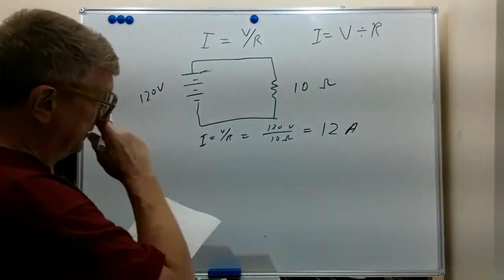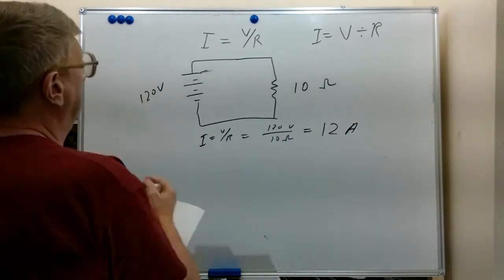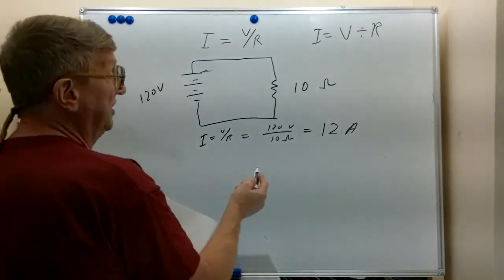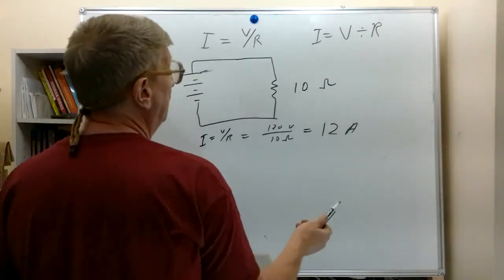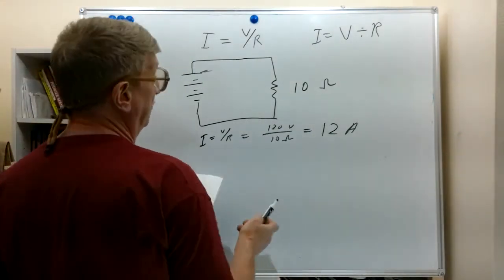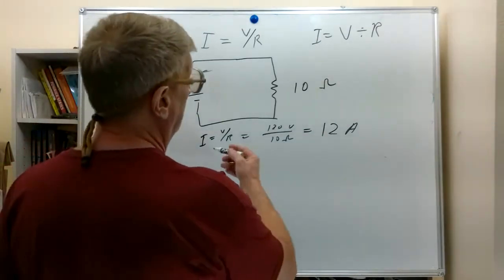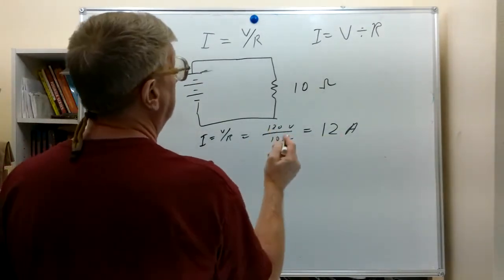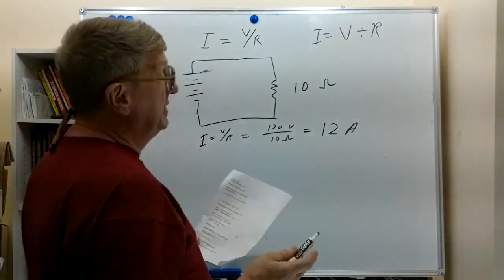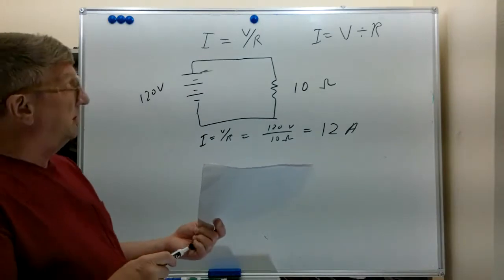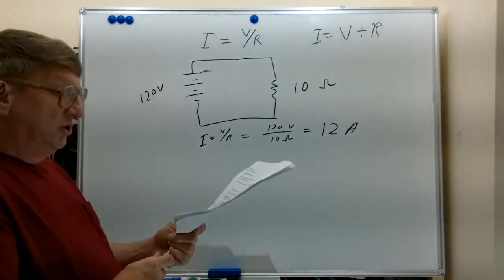So we have here a more middle of the road voltage, quite a bit more than 10, but a lot less than 1,000, and a more middle of the road resistance, quite a bit less than 1 million, but a lot more than 100th. So we have a kind of a medium range voltage, and a medium range resistance, and a medium range amperage. 120 volts, 10 ohms, 12 amps.